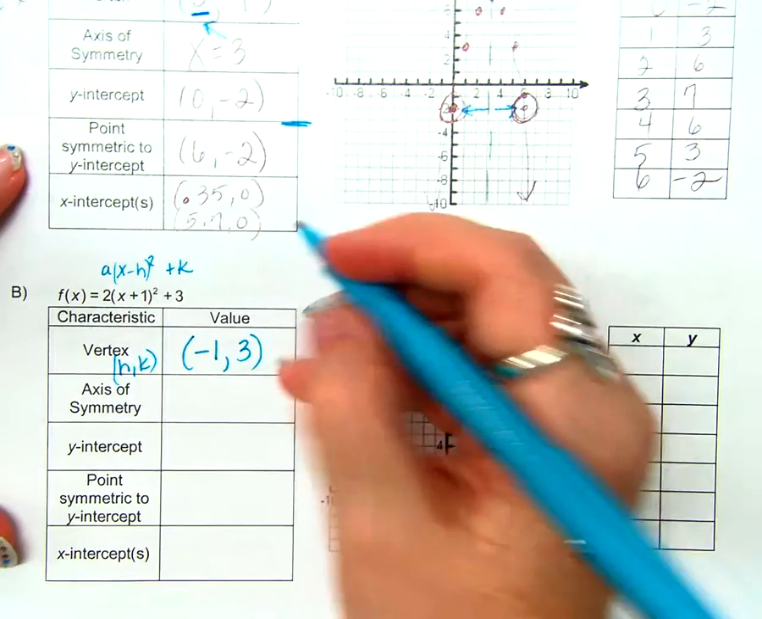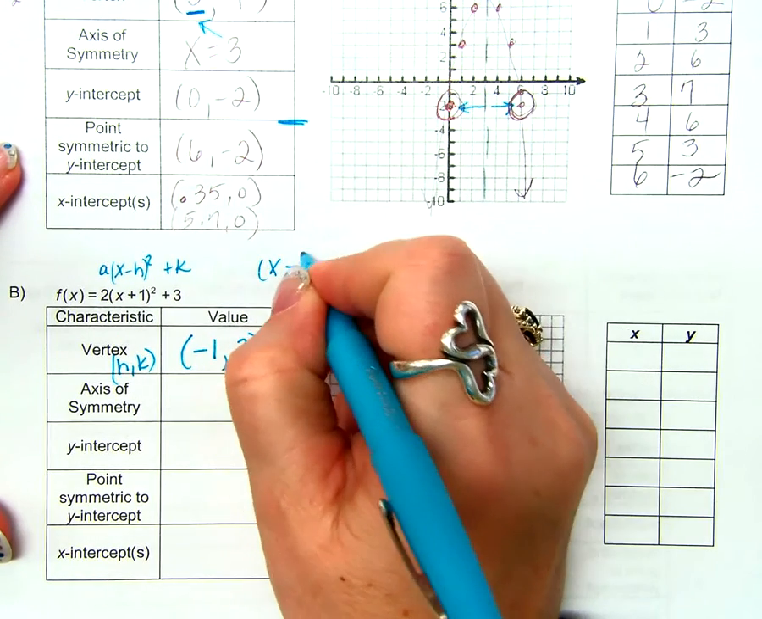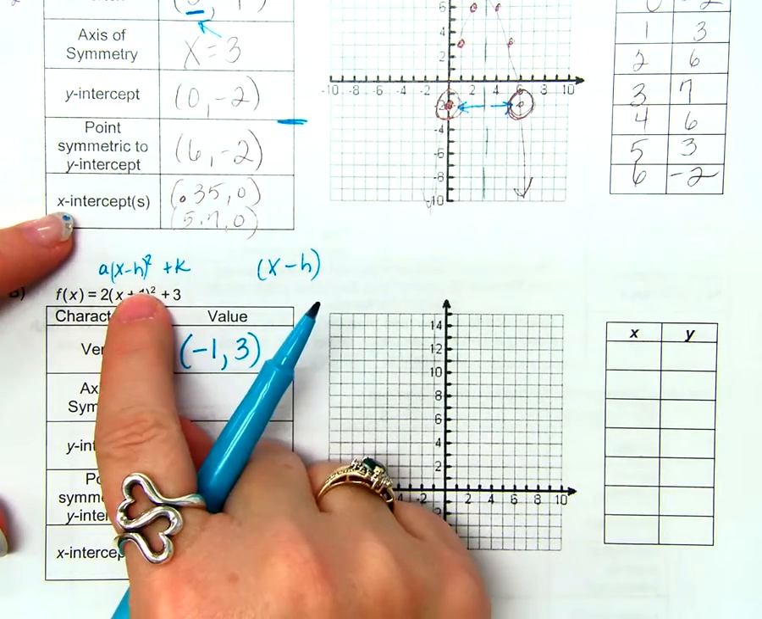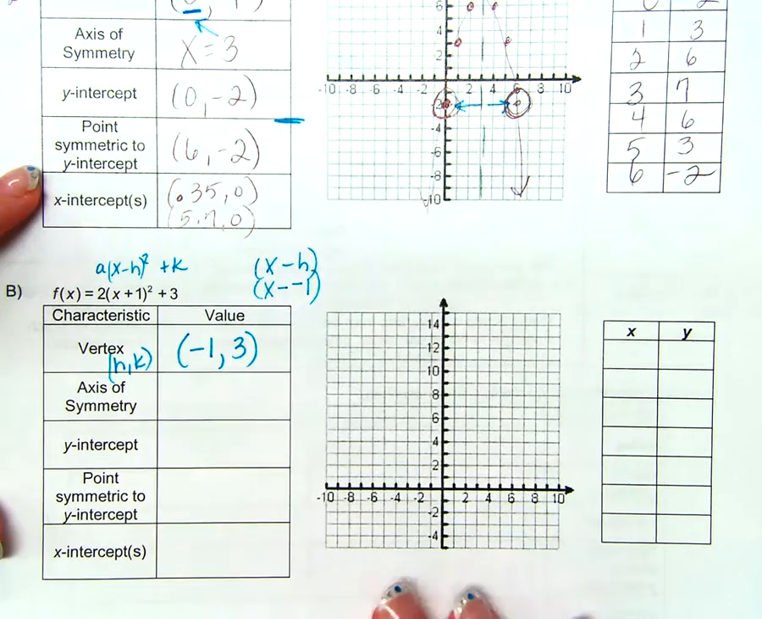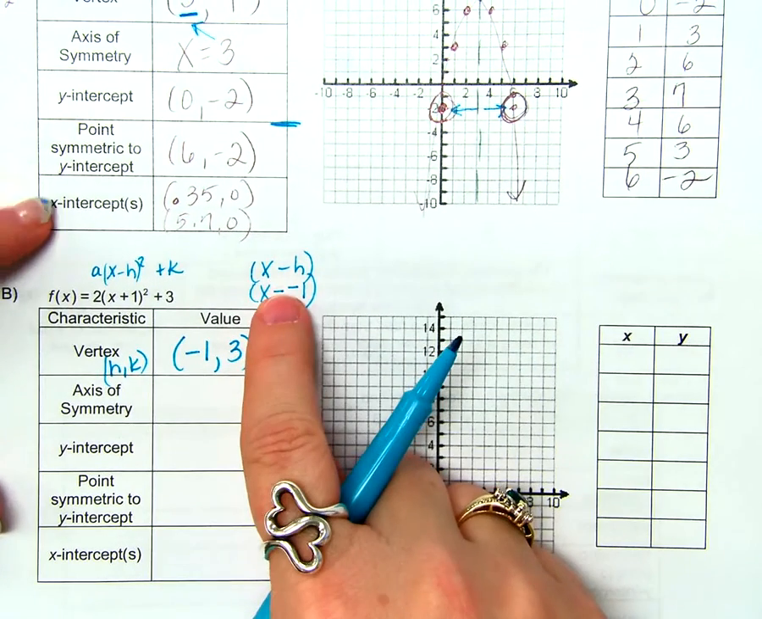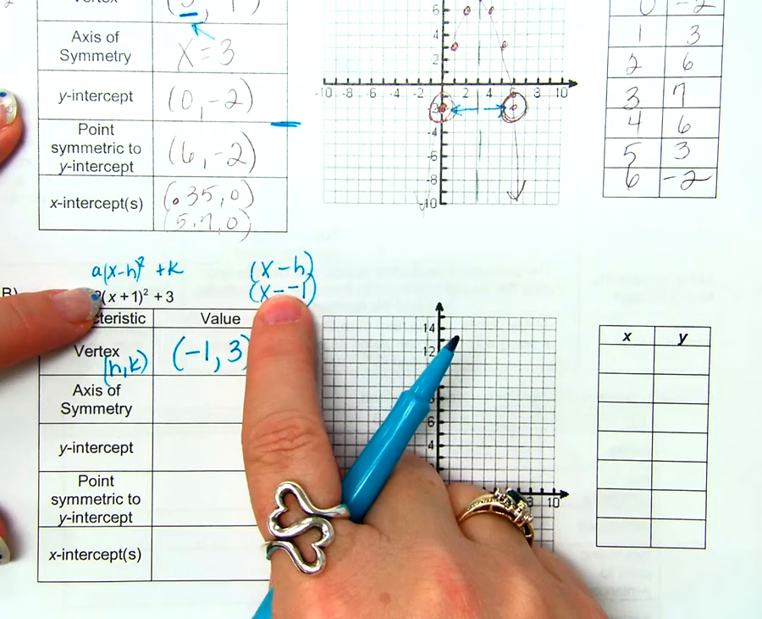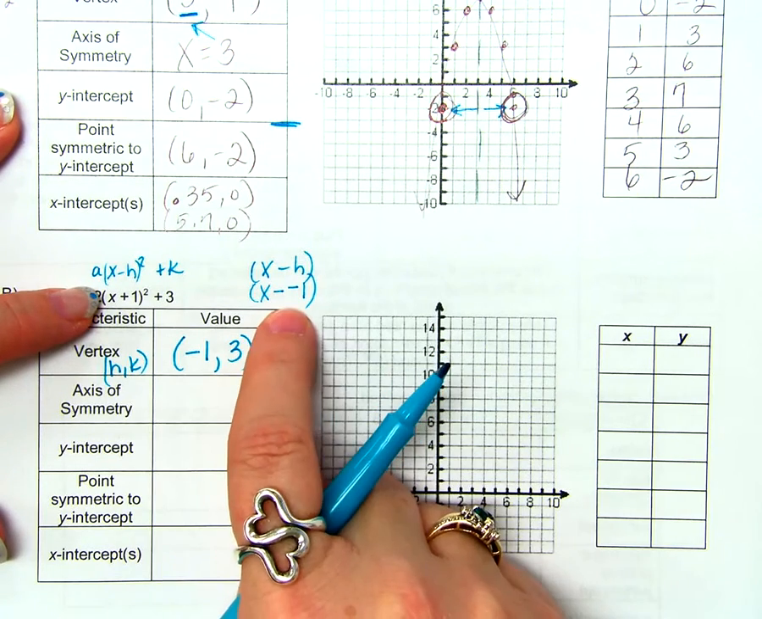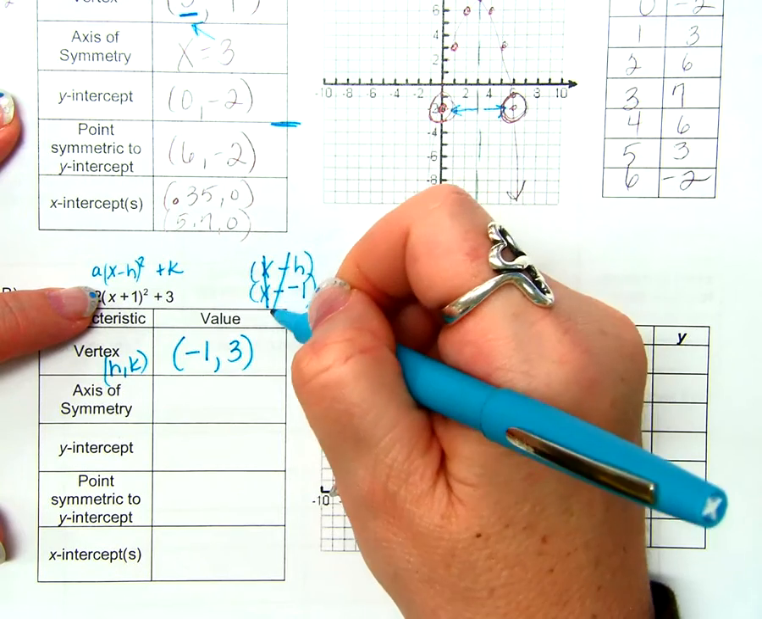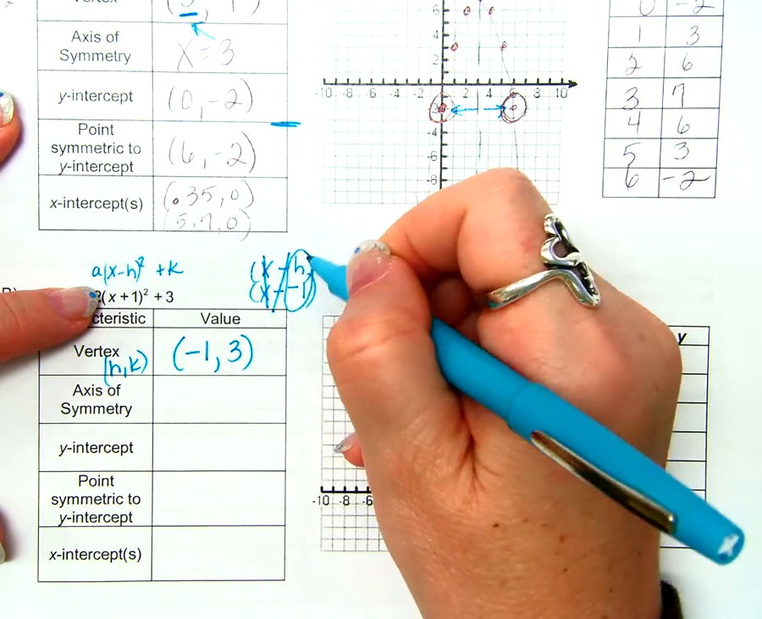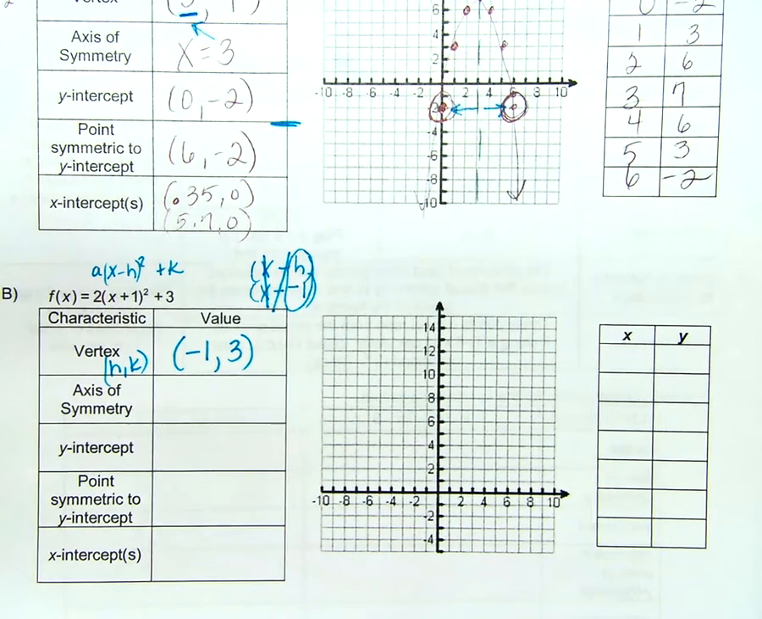Okay. If we have x minus h, that's what we know our formula is, right? We have x minus a negative 1. Well, we don't really have x minus a negative 1. We have x plus 1. But are these two things the same? X is in the formula. The negative sign is in the formula. This tells me what h is. Does that help a little bit?